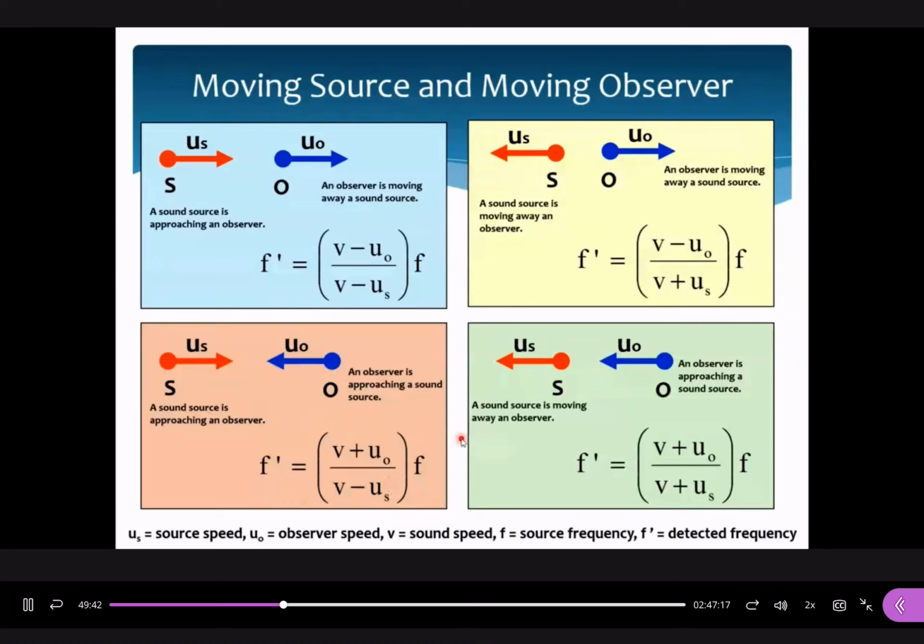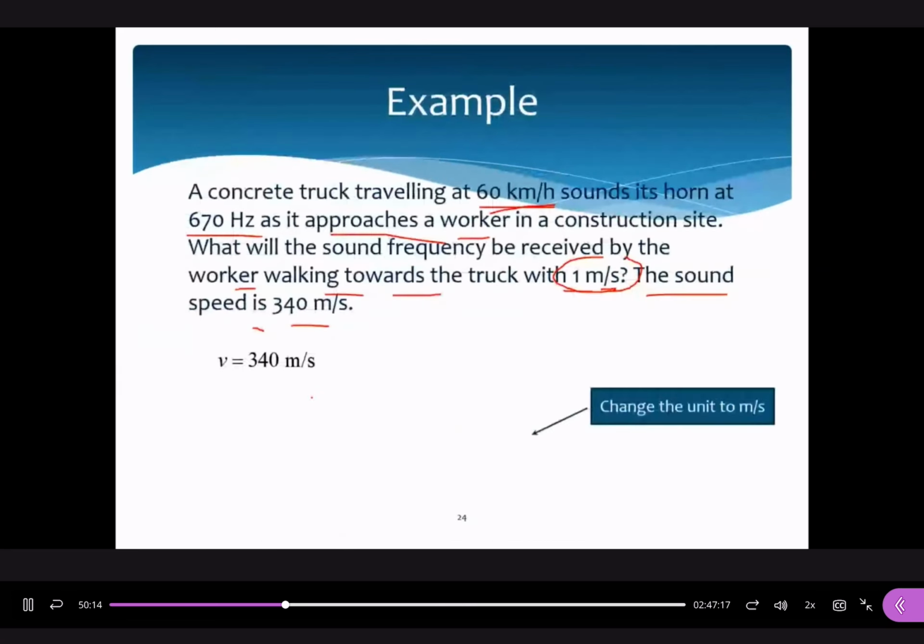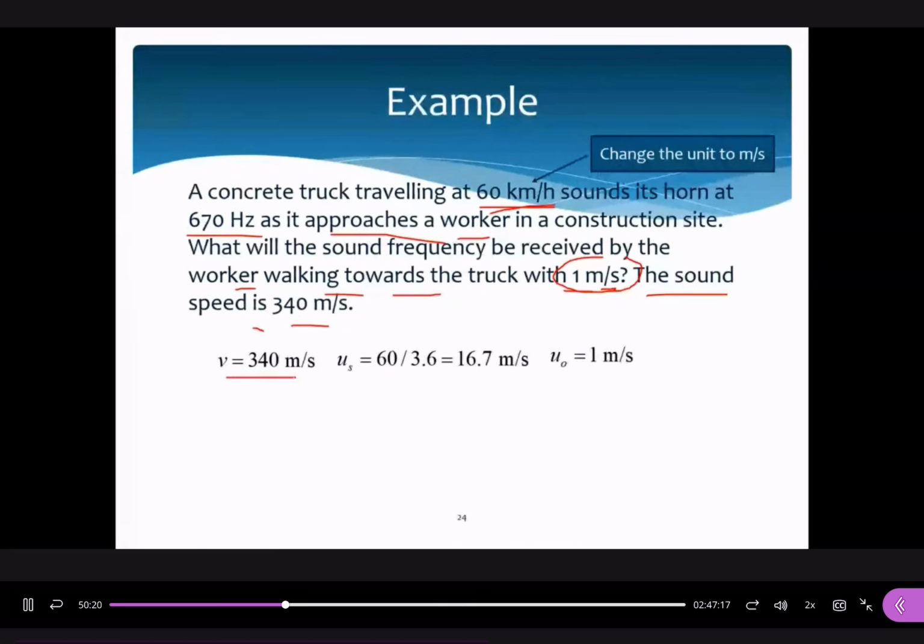Please bear in mind that you cannot set the positive side or negative side by yourself, okay? If you pick this one, you can derive the other cases. If you consider this one, you can derive all the other 3 cases. So in our example here, we consider this equation. The speed of sound is 340 meters per second. The source speed is 16.7 meters per second, and the observer speed is 1 meter per second.